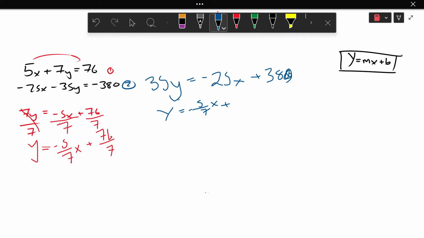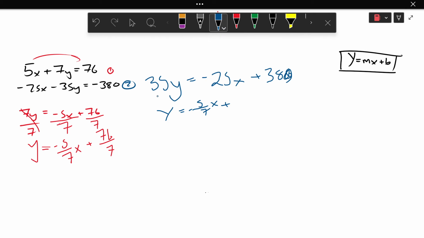380 divided by 35. If I was to guess, I'm not really sure. 35 times 2 is 70. 70 times 2 is 140. That's more than this. So let's see. 70, 70, and 70 is 210. Plus 70 is 280. Plus 70 is 350. So we're at 350, and it doesn't look like this works out.